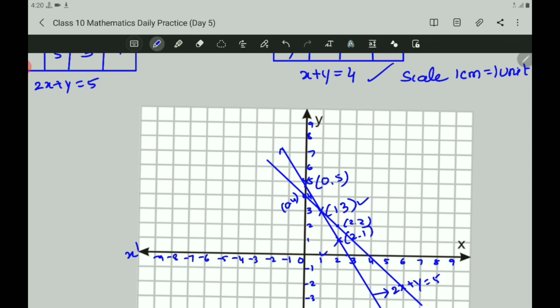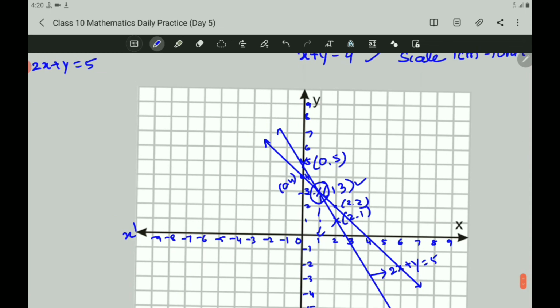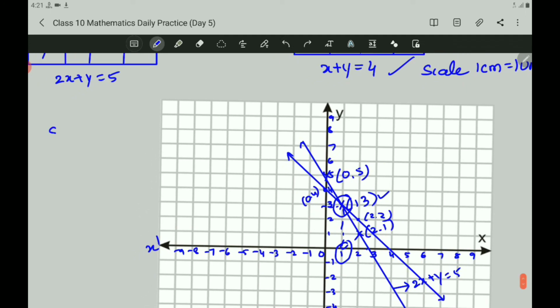Here what you can observe, these 2 lines intersect at the point 1, 3. Therefore here 1 and 3 are the solution. So what is the value of x? Value of x is 1. Then what is the value of y? Value of y is 3. So the solution is x equals 1, y equals 3.